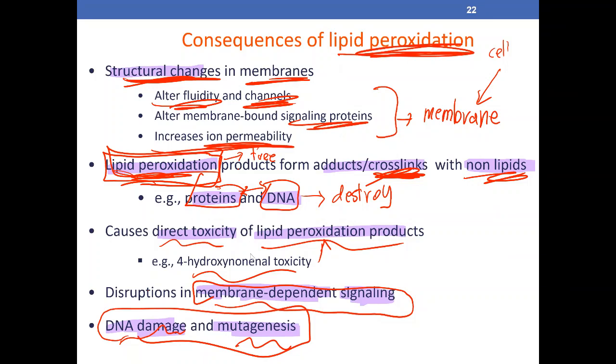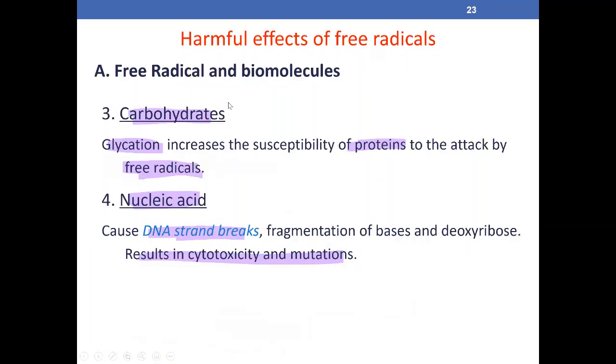There's a question in the chat: free radicals cause lipid peroxidation, which creates even more free radicals. That is correct. Yep. All right. You're welcome.